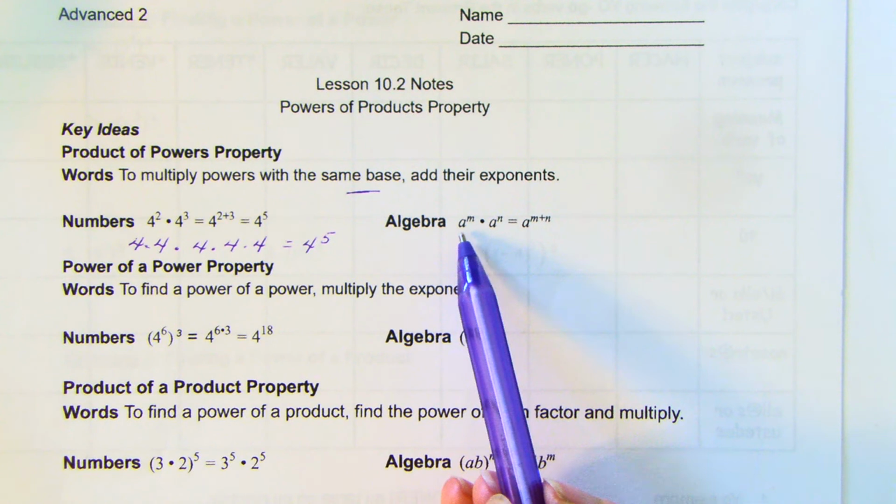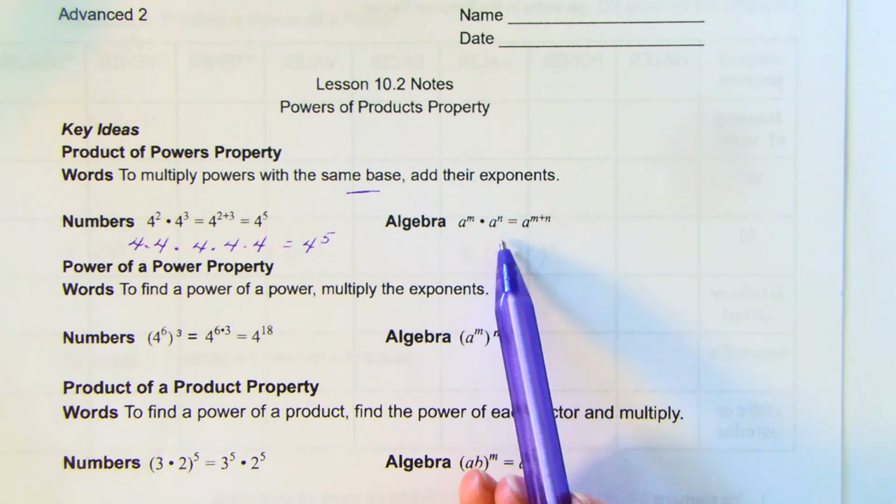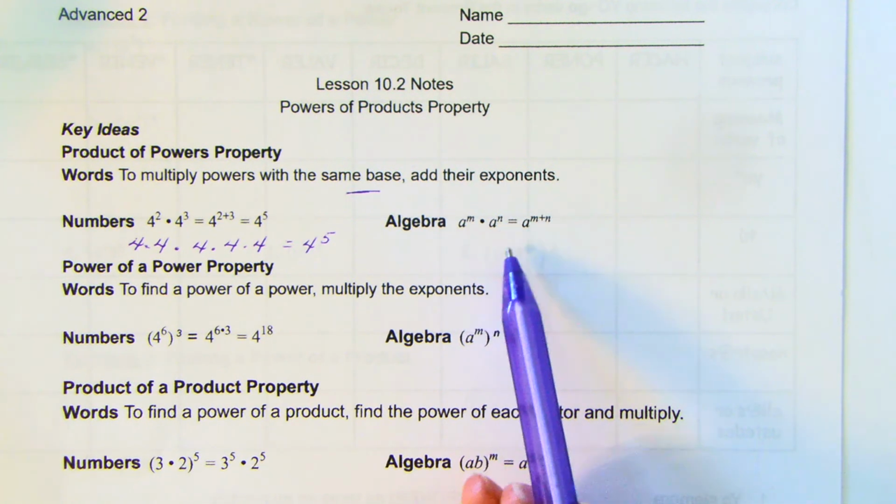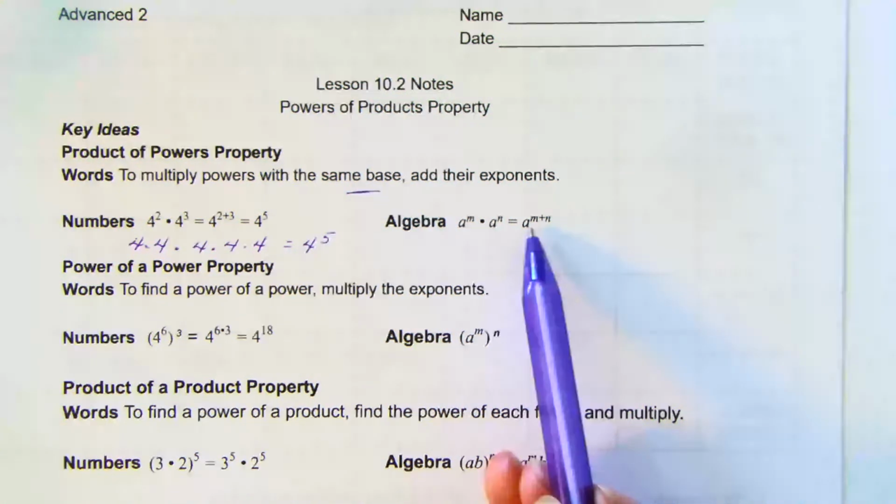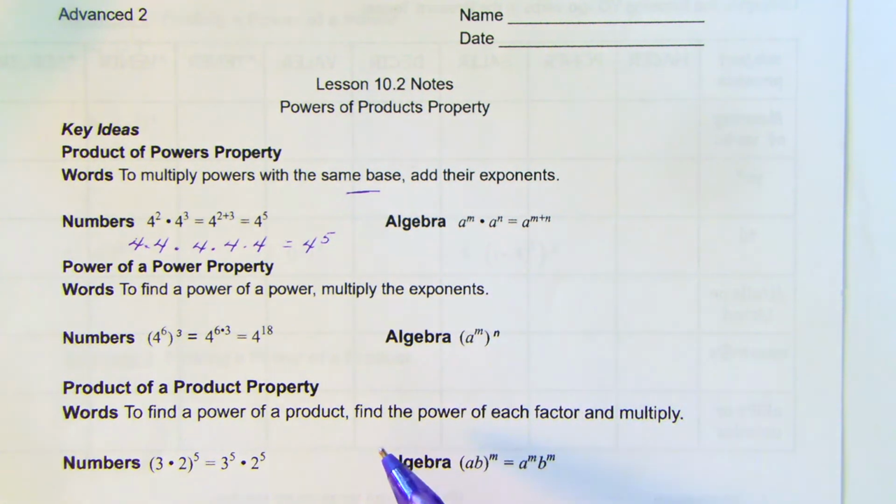Algebraically, if you have a to the m power and you multiply that by a to the n power, then we would have a to the m plus n power.